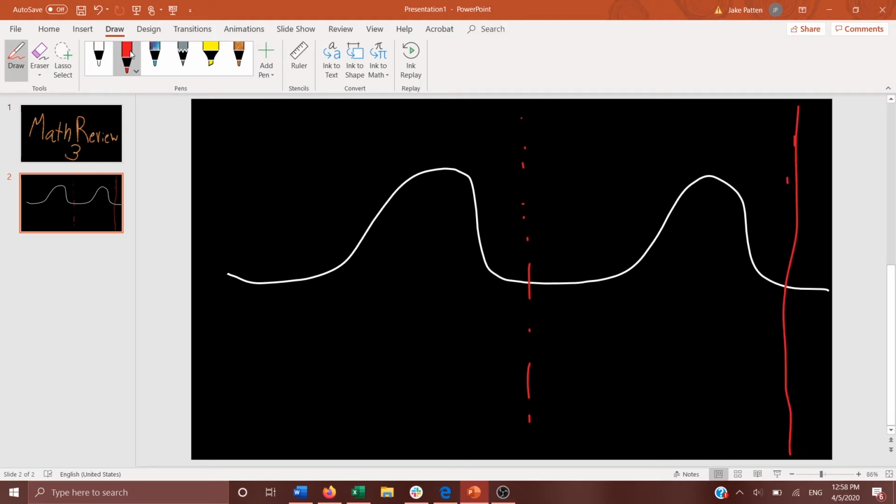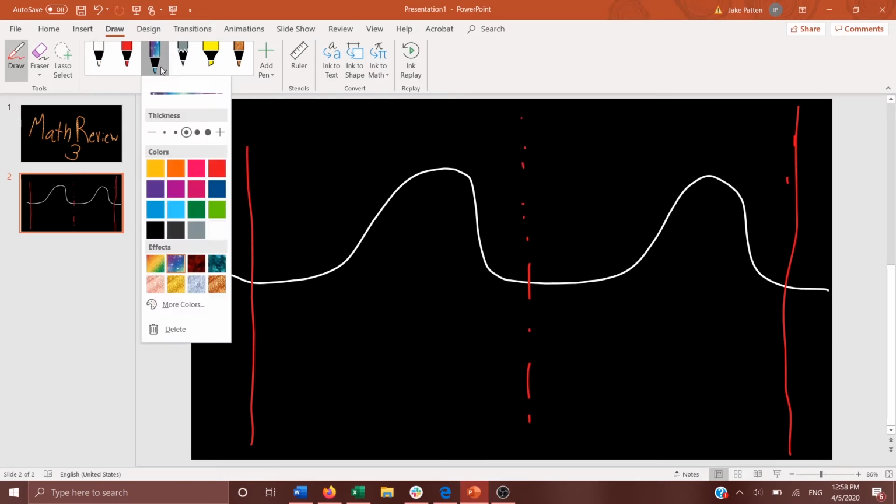I'm going to have a hard time erasing that, so I'm just going to make straight lines. Okay, so let's get another pen. There we go.